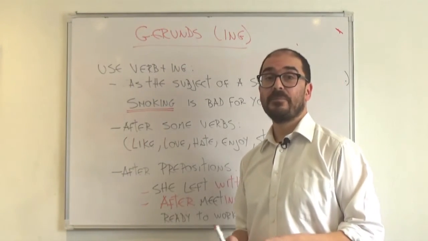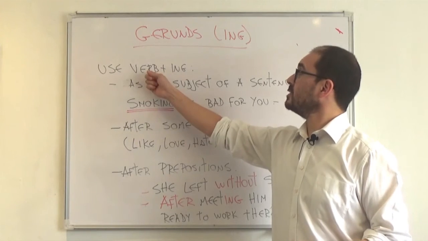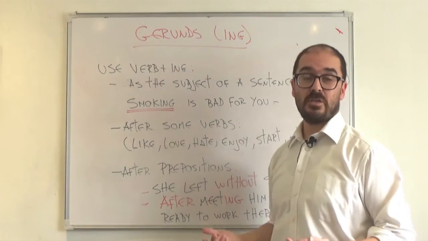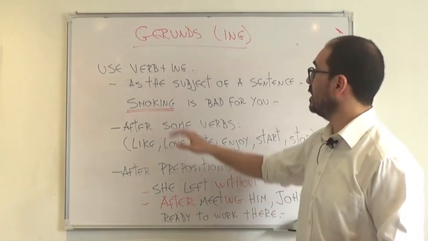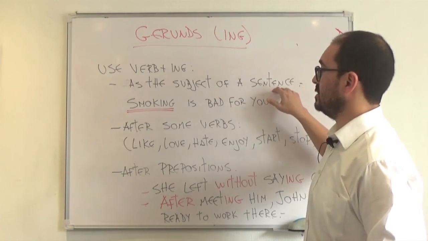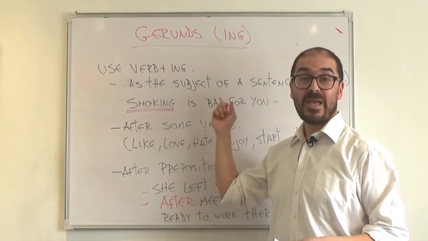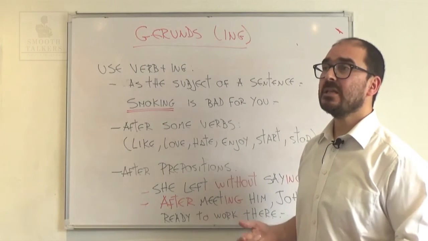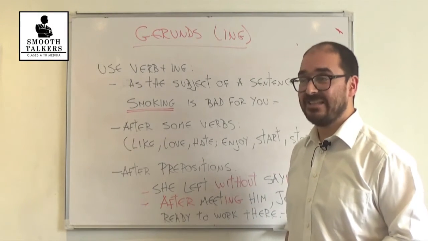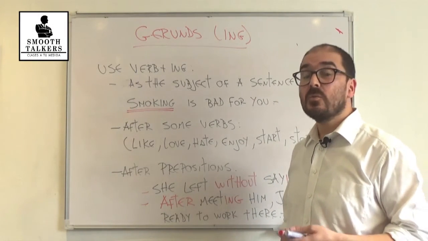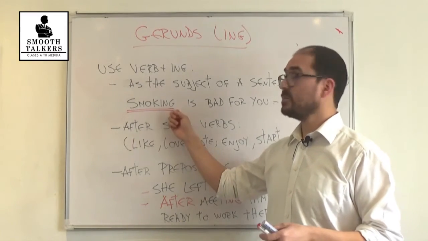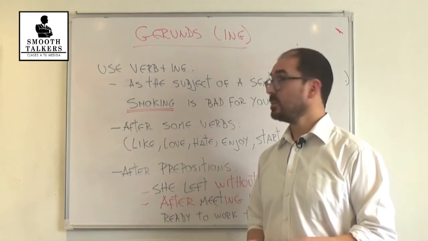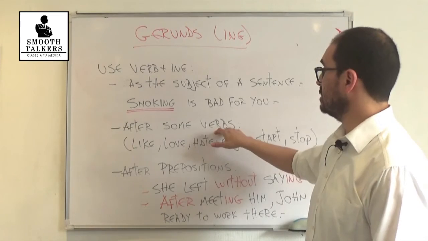What do we know so far? Okay, we can use verbs plus ings, gerunds, nouns as the subject of a sentence. Smoking is bad for you. Eating pizza is nice. Running is a good workout. So we can begin a phrase with an action. We can use a gerund. Okay? After some verbs. Okay?